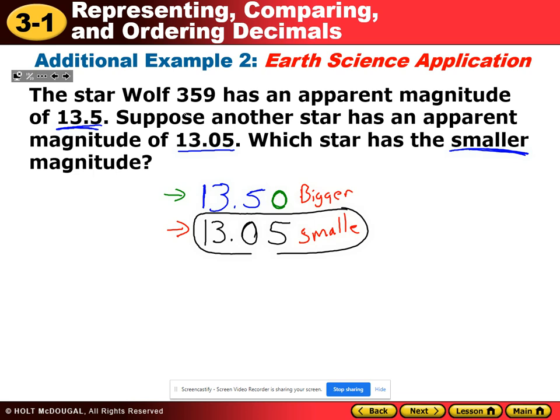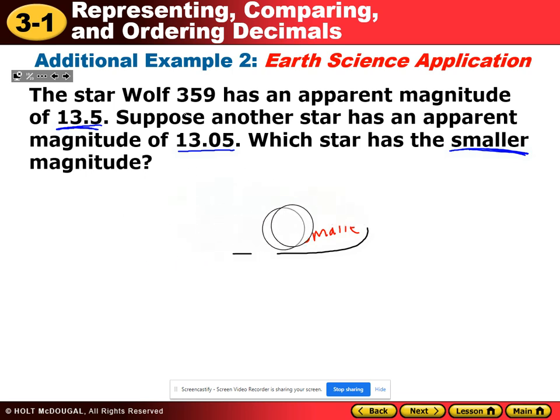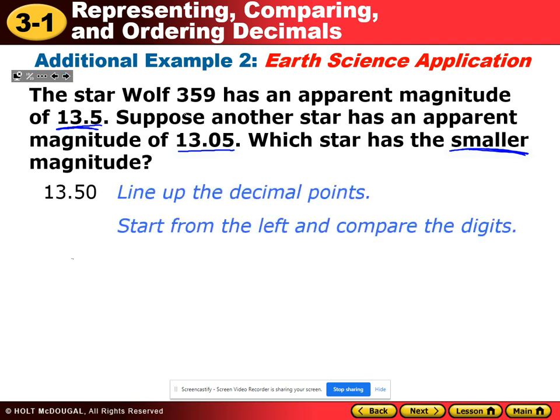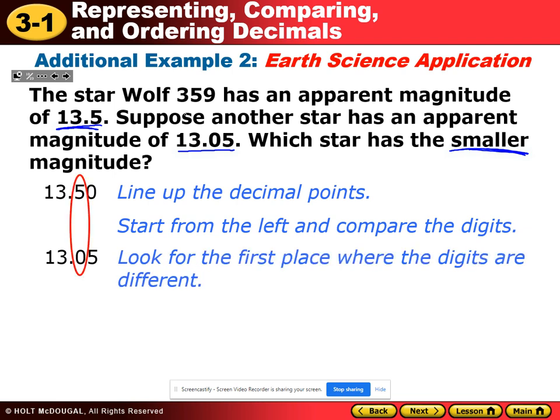All right. If you line up the decimals and put placeholders there, you will get to know very quickly and very easily which one is bigger or smaller by just showing that they're regular numbers. Line up the decimals. They did that. Look for the first difference. 5 is different than 0. 5 is bigger, so 0 is less than 5. We know that 13 and 5 hundredths is less than 13 and 5 tenths.